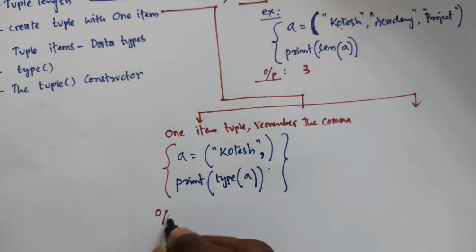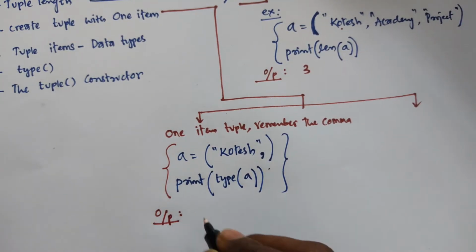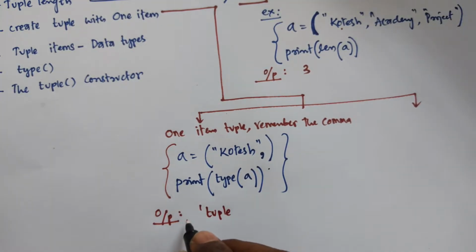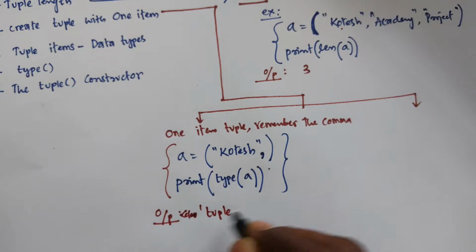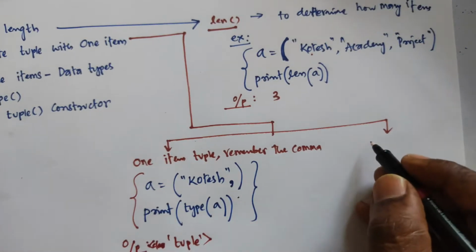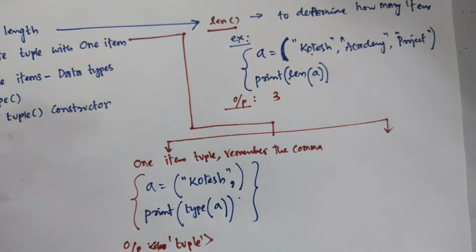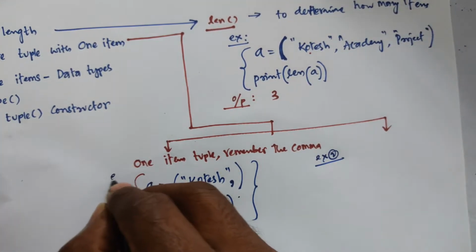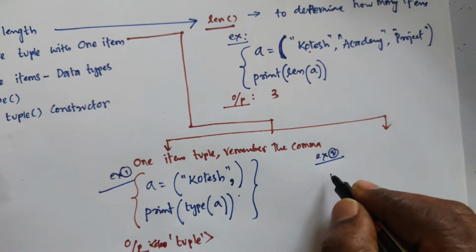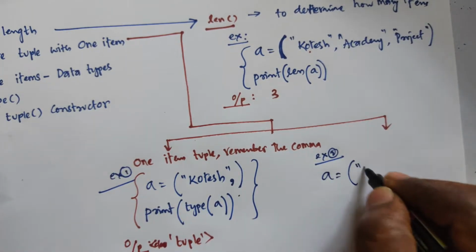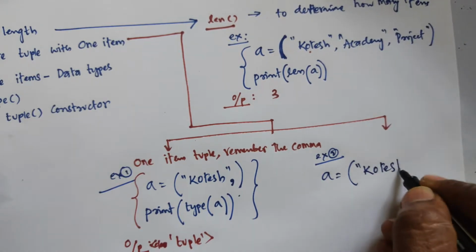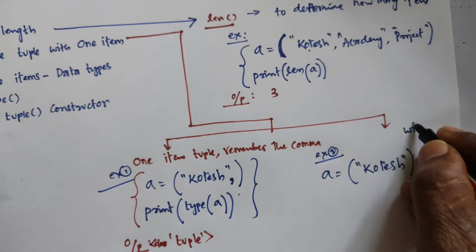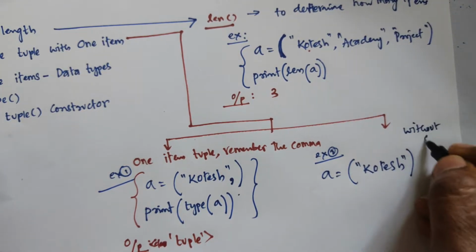the output we get is in terms of tuple. Generally, this is the class, that is the tuple. Okay. And another example is without having a comma. Example 2, where example 1 was the previous one. Example 2 is simply A is equal to, in single quotation, Kotesh. Okay. Without a comma.